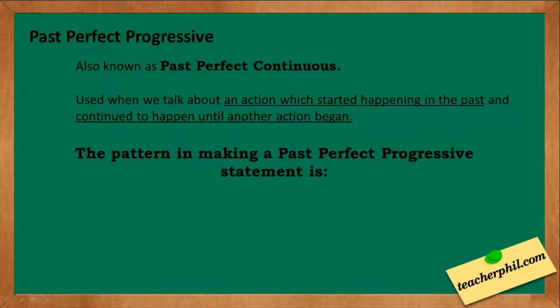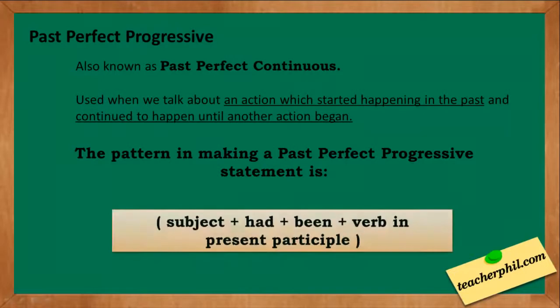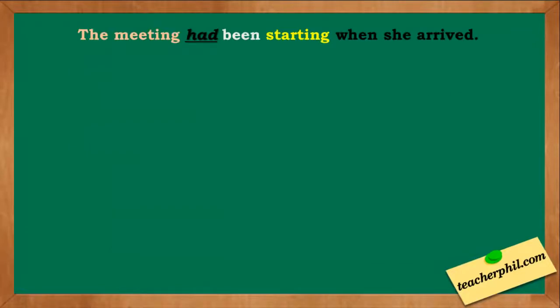This is used when we talk about an action which started happening in the past and continued to happen until another action began. The pattern in making a past progressive statement is subject plus had plus been plus verb in present participle. Example: the meeting had been starting when she arrived. The meeting is the subject plus had plus been plus the verb starting, which is in its present participle. Let's try to break this sentence down.